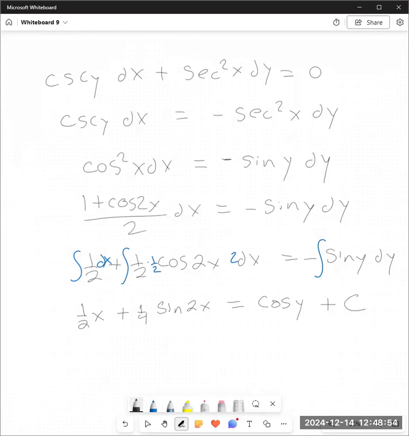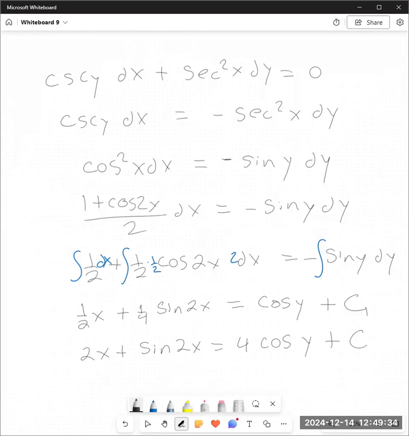Let's go ahead and call this c1. If I want to get rid of these fractions, then I can multiply everything by 4 and get 2x plus sine of 2x is equal to 4 cosine of y plus 4c1, which is a generic constant like that. All right, that's it. It really doesn't matter which side the generic constant is on. Usually we write it on the right-hand side, but all right. That'll suffice for right now.